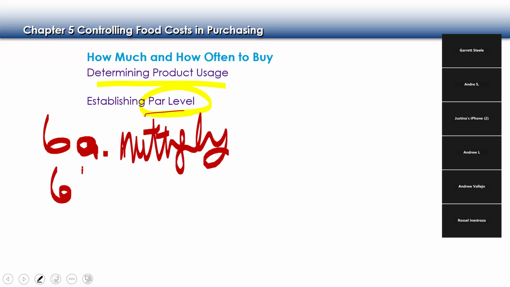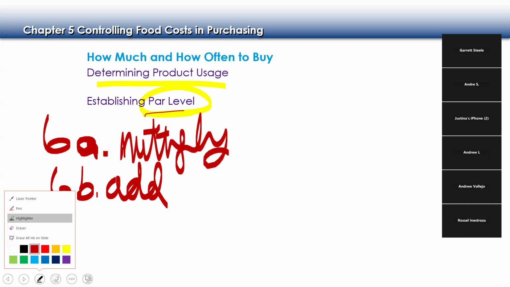Six B is we need to add. So if we have different daily usages in between each delivery, maybe it's a weekend, we're a little bit busier, so we have to have more product versus something that we're going to order the same amount every single day. That allows us just to simply multiply.